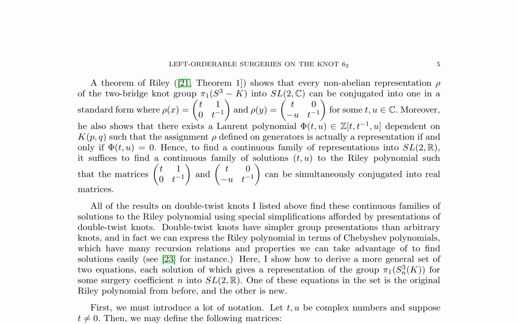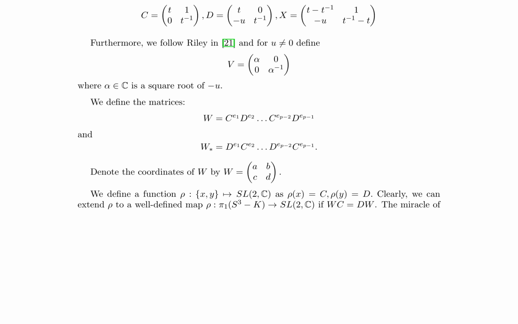The research discusses left-orderable surgeries on the knot 6_5, focusing on finding continuous families of representations into SL(2,R). It begins by referencing Riley's theorem, which shows that every non-abelian representation of the two-bridge knot group into SL(2,C) can be conjugated into a standard form. The authors then introduce a set of equations, including the original Riley polynomial and a new one, to find solutions that represent the group pi_1(S^3 - K) into SL(2,R).